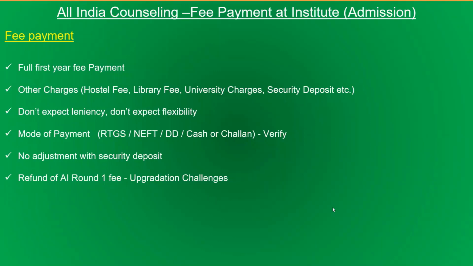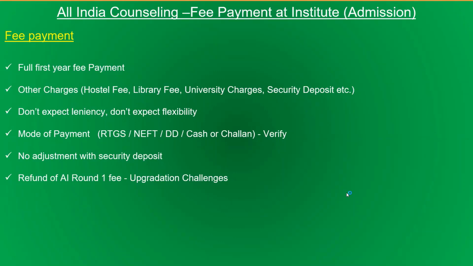And the last part is the fee payment at the institute. The full first year fee has to be paid at the institute. While joining the institute, in addition to the tuition fee, you'll also have to pay other charges like your hostel fee, library fee, university charges, security deposit, etc. So ensure that you call up the institute and find out how much is the total amount that needs to be paid if you're not aware of it earlier.